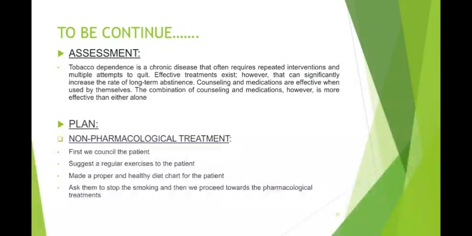Now if we talk about the plan, there are two types of plans which can be followed by any pharmacist or healthcare professional to treat nicotine dependence and addiction. The first is non-pharmacological treatment, basically patient counseling. First we counsel the patient, suggest regular exercise, make a proper and healthy diet chart for the patient, ask them to stop smoking, and then we proceed towards the pharmacological treatments.